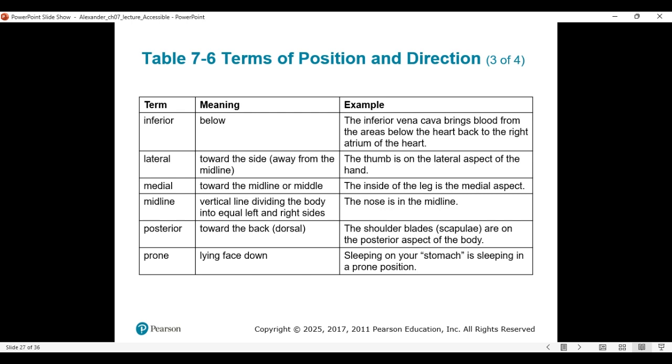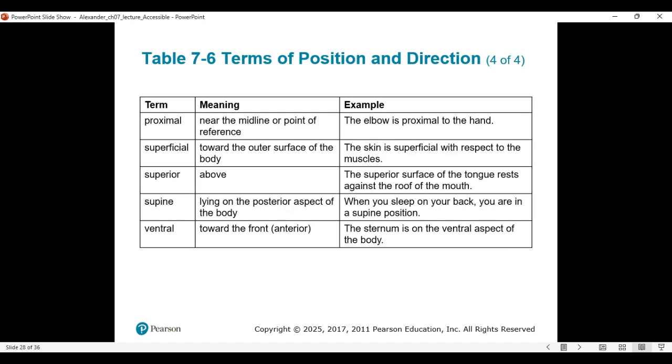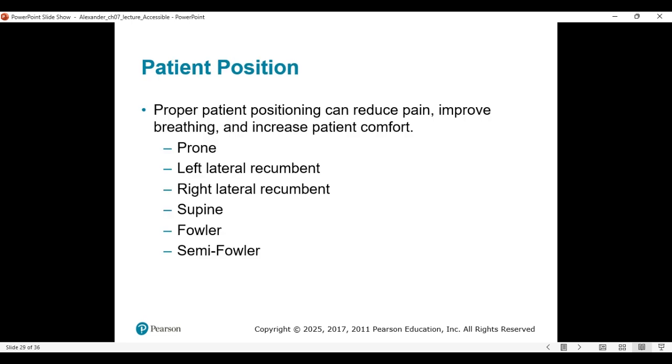Midline is exactly what it says. It's right in the middle, dividing the body into equal left and rights. Posterior or dorsal is the back. A different position: prone is laying face down. Proximal is near the midline. Superficial is towards the outside surface. Superior is above. Supine is laying on your posterior or back. Ventral is towards the front.